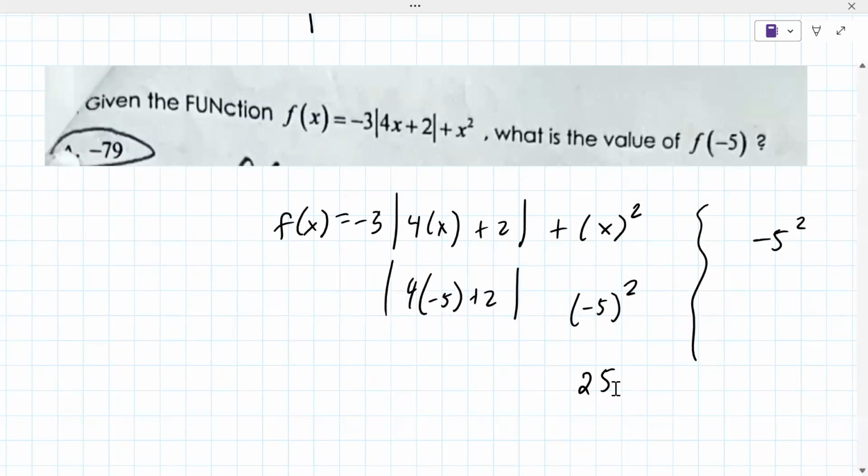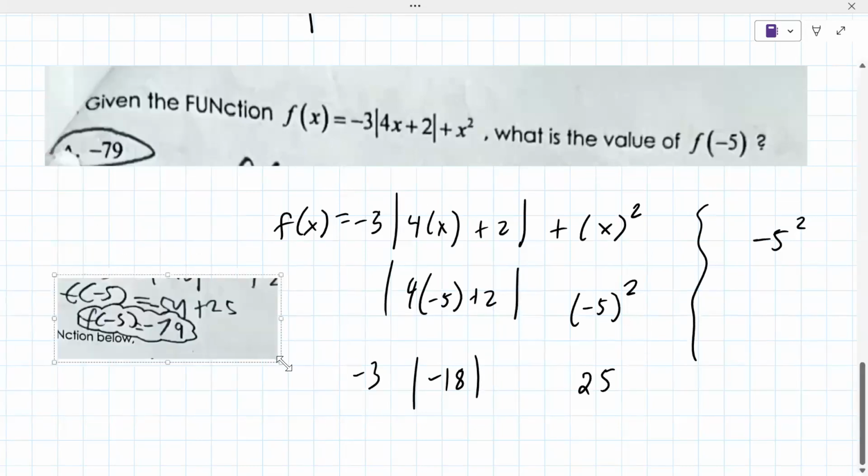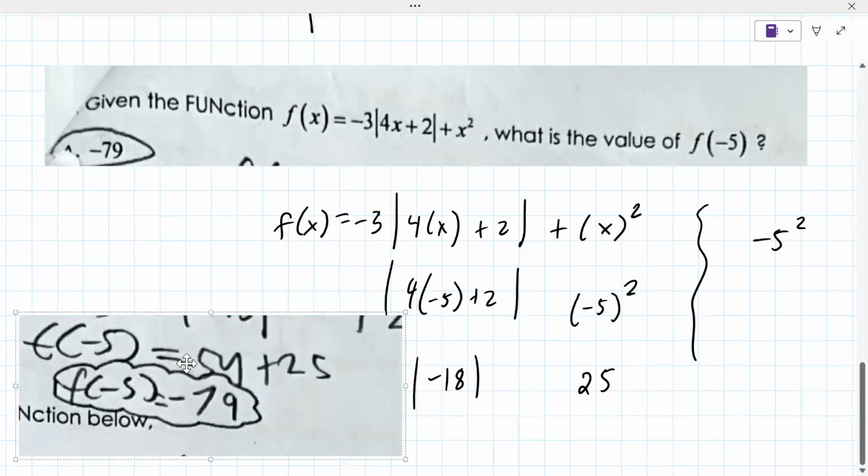So 4 times -5 is -20. Plus 2 is -18. So you had this, and then you have -3 here. To me, it looks like you just lost a sign with the equal sign. I'll show you that here. What it looks like to me is that the subtraction operator or negative sign kind of blended into the equals.